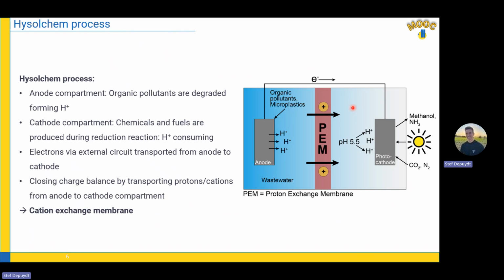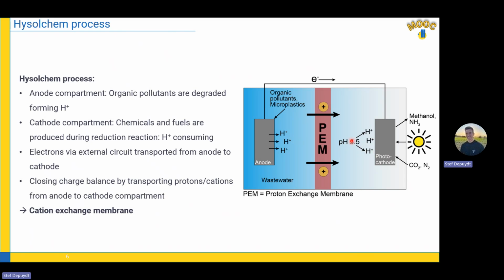And we can do that in two ways. Either we transport cations from left to the right, or we transport anions from the right to the left. Now, in our HySolChem process, we collect at the cathode side negatively charged products. Think about formic acid, acetic acid, that is all produced at this photocathode.